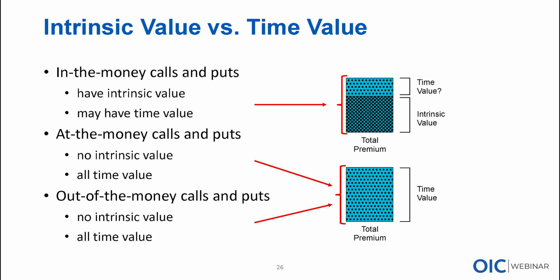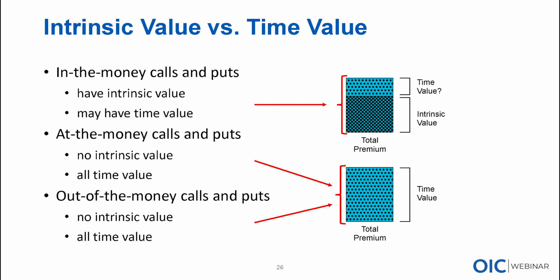So in the money calls and puts, as we mentioned, they have intrinsic value. They may have time value on top of it. If we've got a $50 strike, stock is trading 55, and the option is trading $5.50, that option is going to have $5 of intrinsic value, the difference between the share price and the strike price. Anything left over, that's going to be the time value.